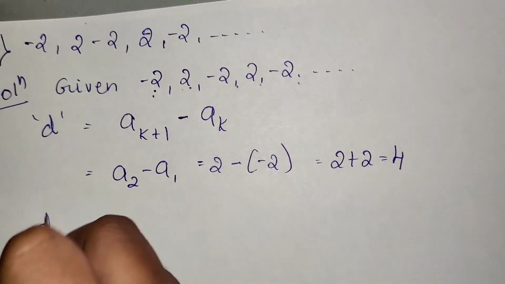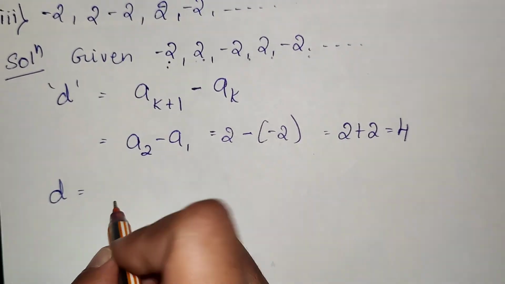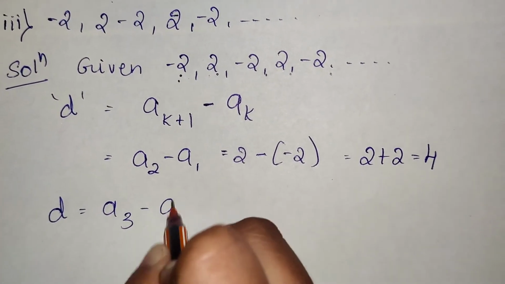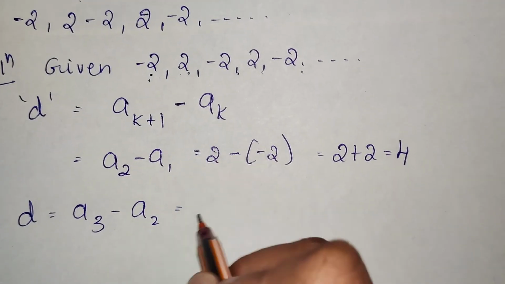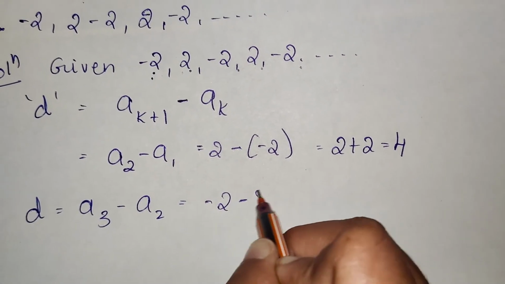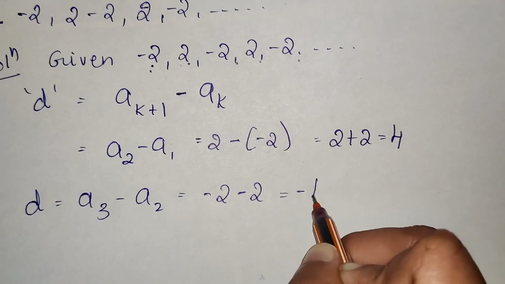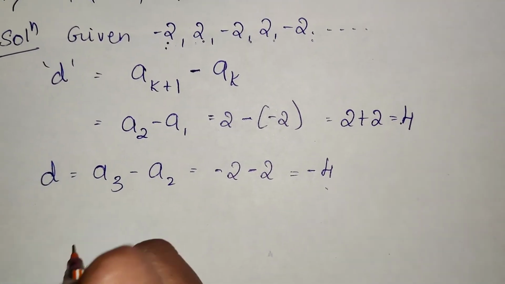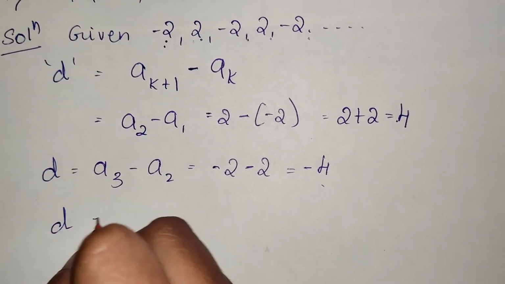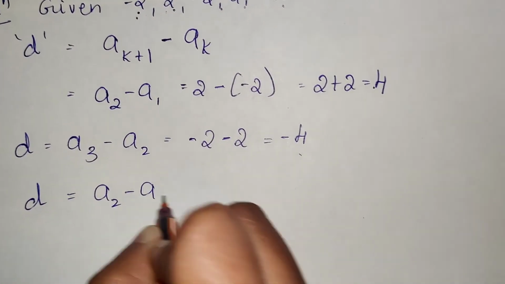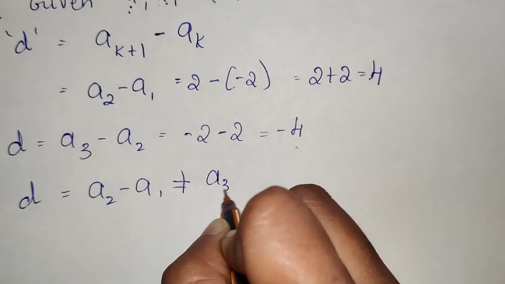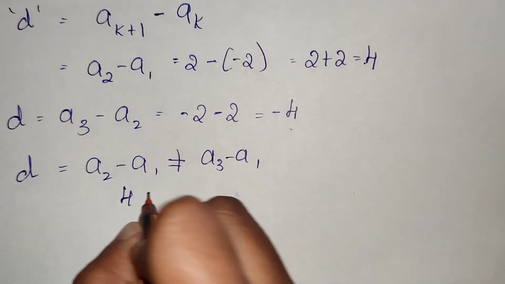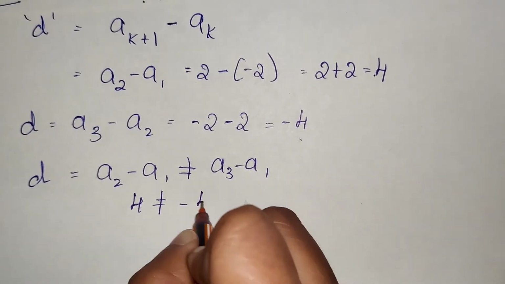Again D we will find out with A3 minus A2. What is our A3? It is minus 2 minus 2, A2 is 2, it is minus 4. We have got 4 and minus 4. So hence the common difference is not same. D is equal to A2 minus A1 does not equal to A3 minus A2. So that is 4 is not equal to minus 4.